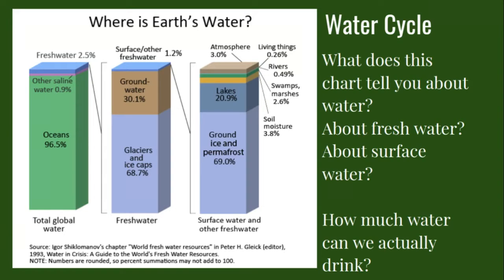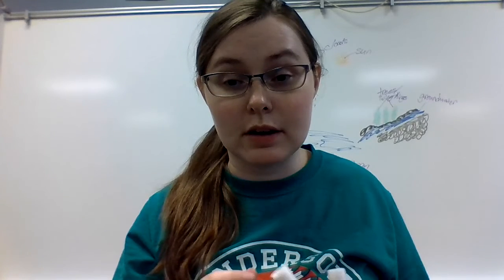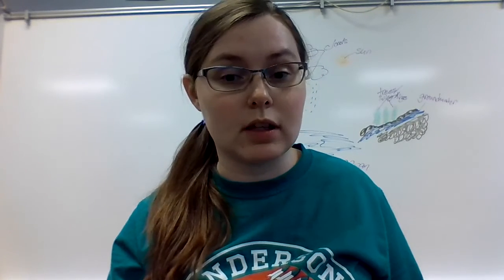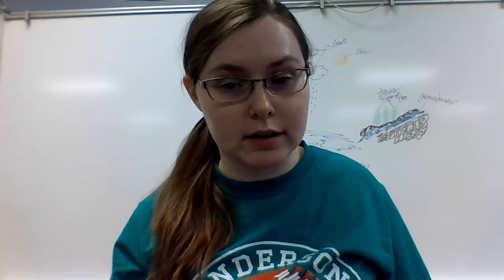So when we look at all of that different data about water, try and figure out how much water we can actually drink of all of this water that exists. All right, so now we're going to look at how the water cycle actually works, now that we've looked at where water is on Earth.